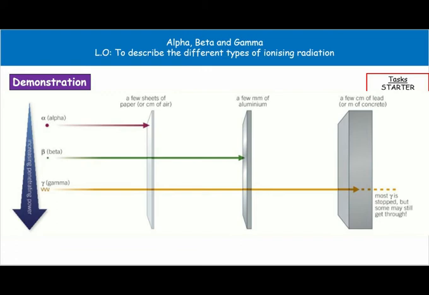So what we can actually do is just rank them in order of their penetrating power: alpha the least, then beta, and gamma the most. So I'll give you another minute and a half to get that diagram done if you haven't already.